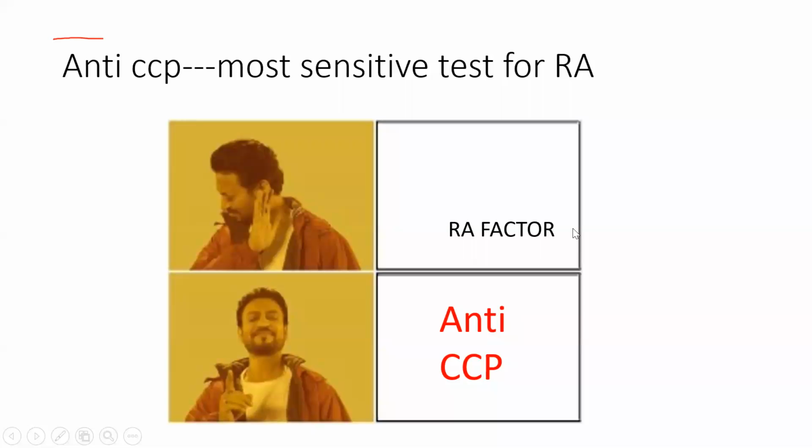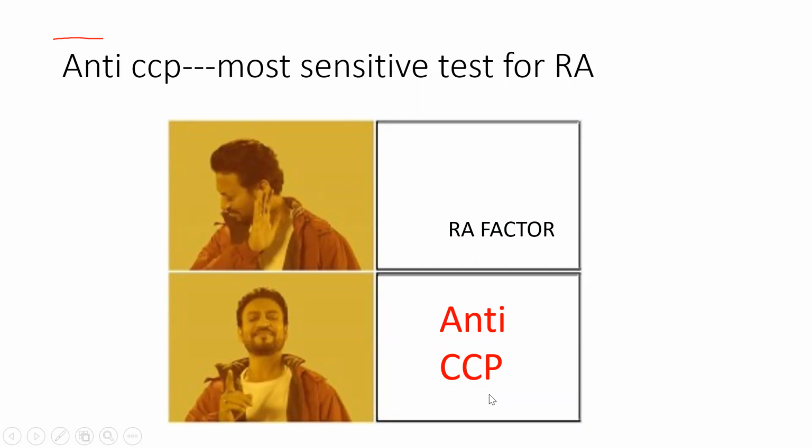Now, which test will you do for rheumatoid arthritis? People think since it is rheumatoid factor, the diagnosis would be RF. No, the diagnosis is anti-CCP. This anti-CCP is known as anti-citrullinated protein antibody. Okay, full form, I don't know. So anti-CCP is the diagnostic. It is the most sensitive test.